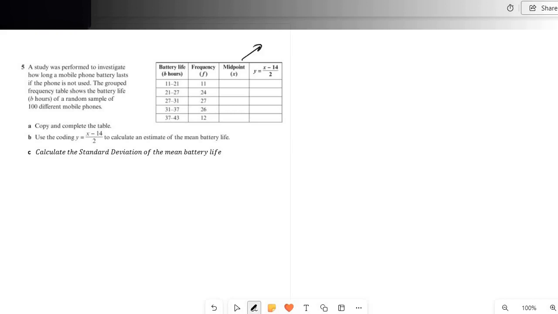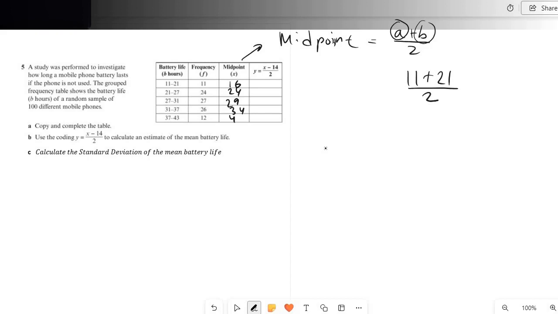So we can calculate the midpoint using the formula: midpoint equals (a plus b) divided by 2, where a and b are the endpoints of the class, where a is the smallest class boundary and b is the largest class boundary. So in this case, the first one is going to be (11 plus 21) divided by 2, and this gives us a value of 16. Then we have 24, 29, 34, and then 40.